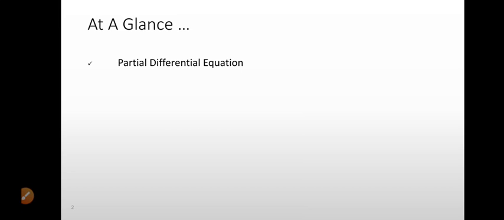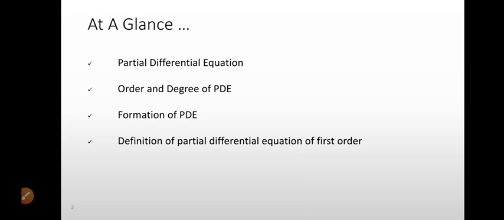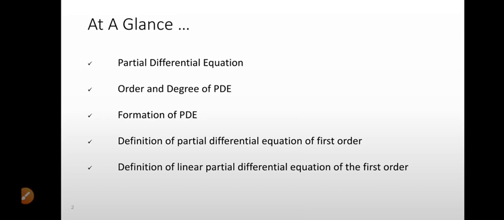First, we have seen what is meant by partial differential equation, then its order and degree, then how to form partial differential equation using two different methods, either by eliminating arbitrary constants or by eliminating arbitrary functions. Then we have seen the definition of partial differential equation of first order, and also the definition of linear partial differential equation of first order. In the last lecture, we have seen the form of Lagrange's linear equation. It is nothing but Pp plus Qq equal to R, where capital P, Q, R are functions of x, y and z.